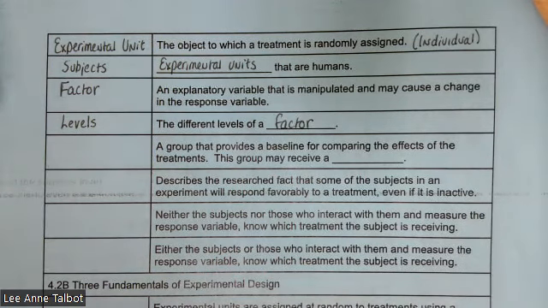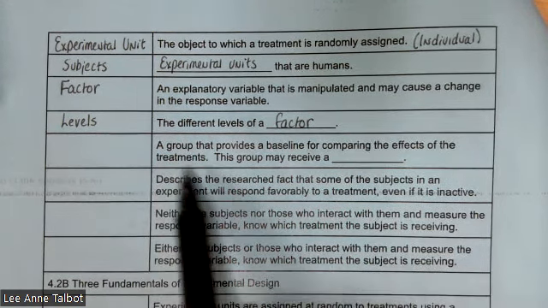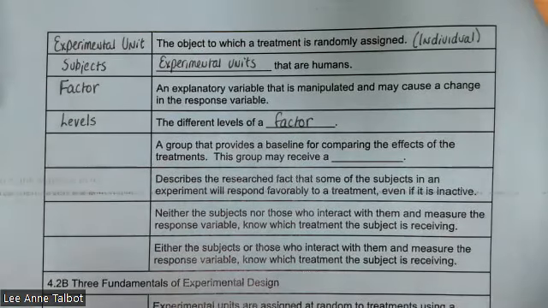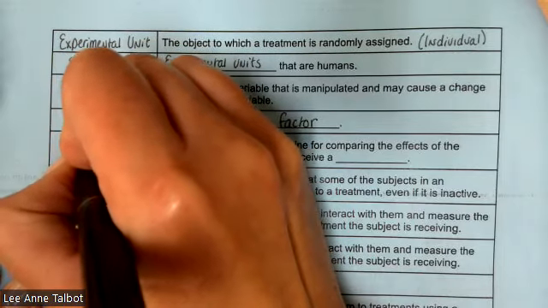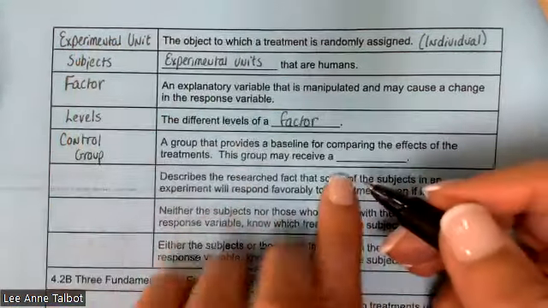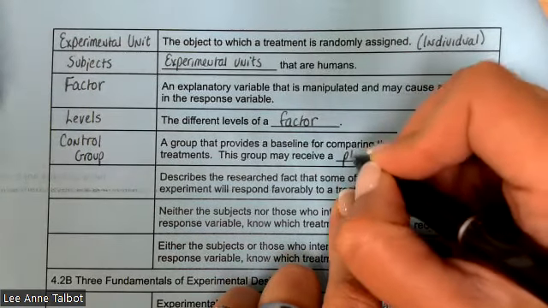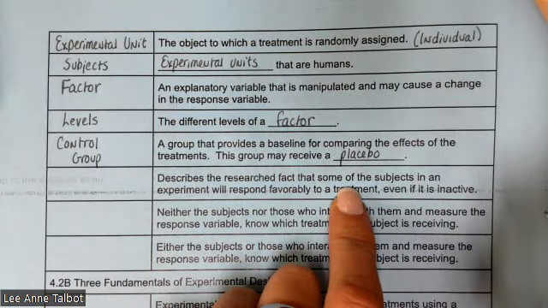Okay, you guys know this one. A group that provides a baseline for comparing the effects of treatments. What's it called? Yes, control group. And this group may receive a placebo, but as Mrs. Talbot stated earlier, it actually might help them.